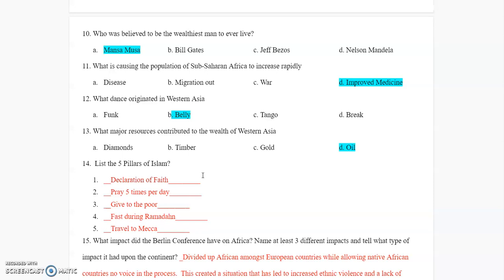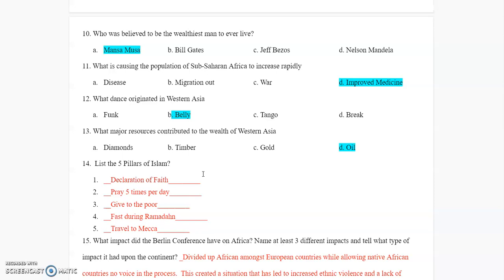12, what dance originated in Western Asia? Not funk. Belly dancing, letter B. 13, what major resource contributed to the wealth of Western Asia? Oil. All about oil. When you remember that Western Asia is the Middle East, it's all about oil.